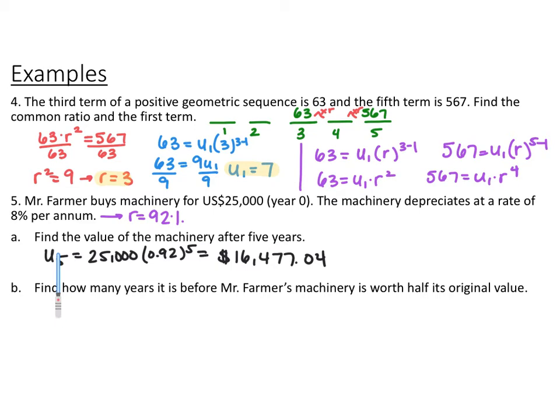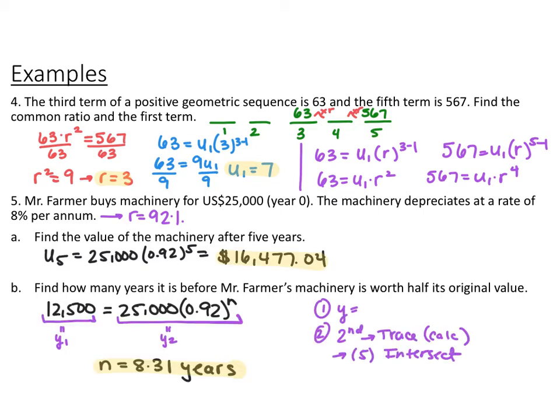So then to find the fifth term, it's going to be 25,000 times 0.92 to the fifth power, because we started at year 0 instead of year 1. And so you end up that it's going to be worth $16,477.04. So then using this, try and find how many years it's going to take before the machinery is worth half its original value. So if you want it to be worth half of the original amount, that means that we want this to be equal to 12,500. And I set that equal to the general term.